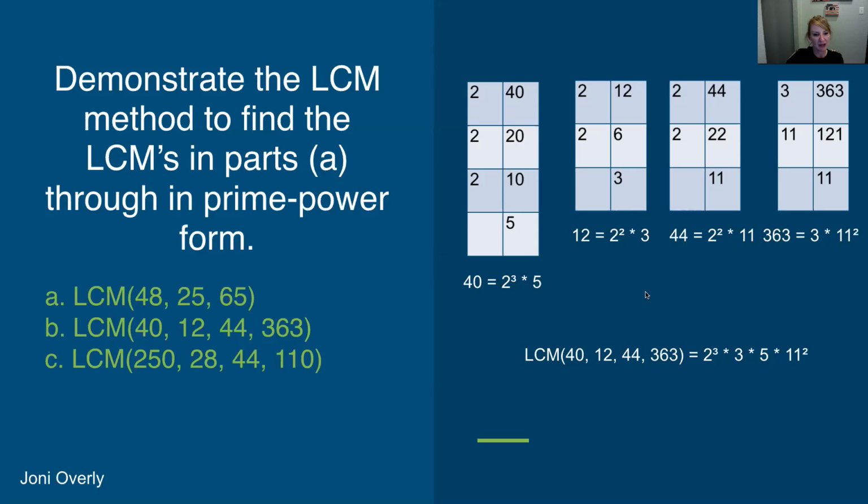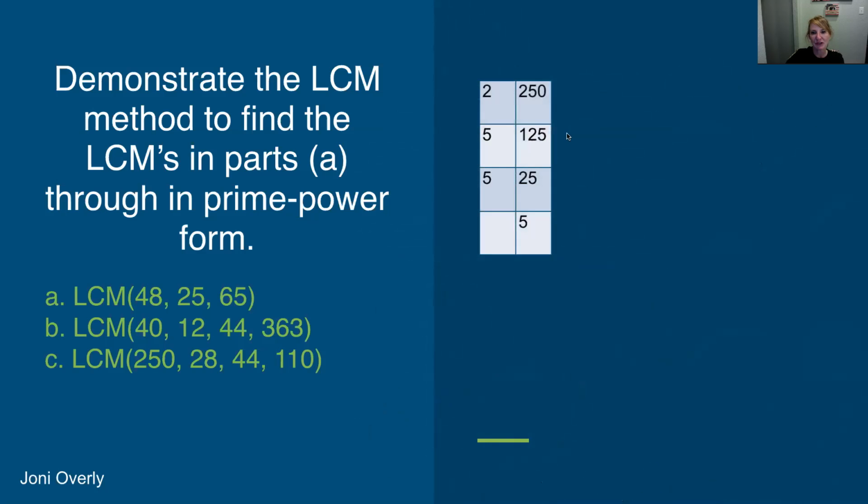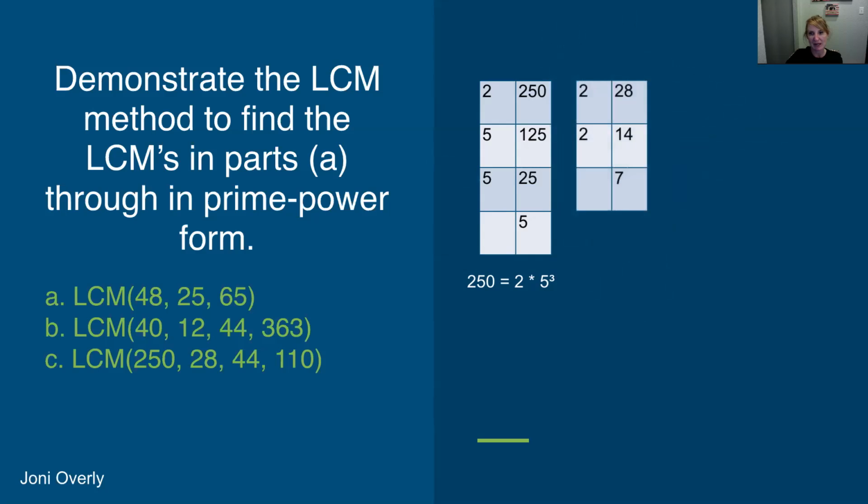Let's take a look at question C. So first, 250 equals 2 times 5 to the third. Next, 28. 14 divided by 2 and then 7. So this one is going to be 28 equals 2 squared times 7.